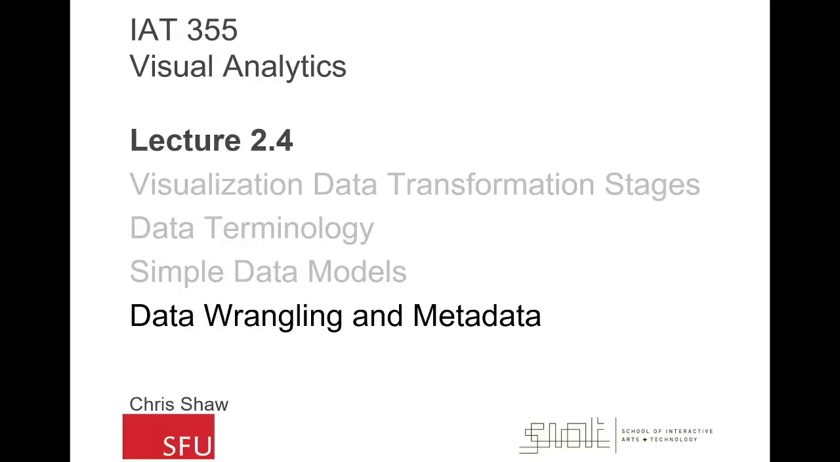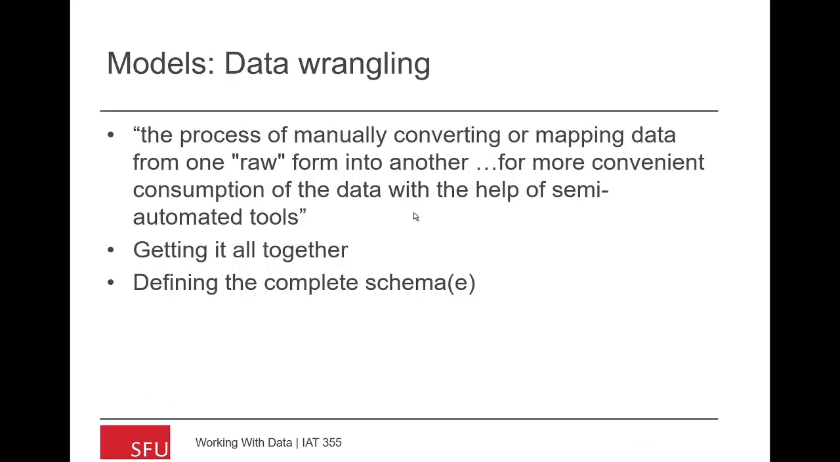This is IAT355 Visual Analytics Lecture 2.4, where we're talking today about data wrangling and metadata. Data wrangling is the process of manually converting or mapping data from one raw form to another. The purpose for doing this is more convenient consumption of the data with the help of semi-automated tools.